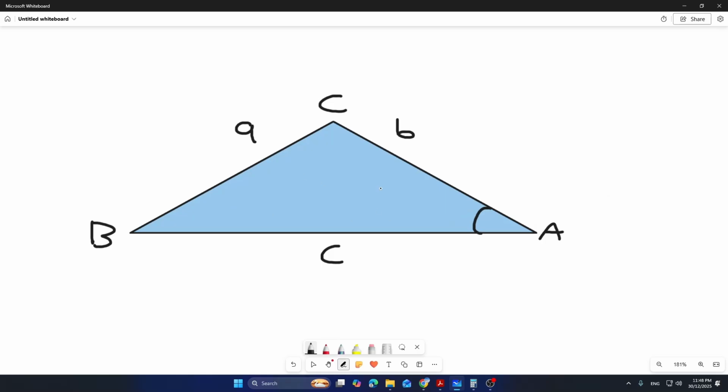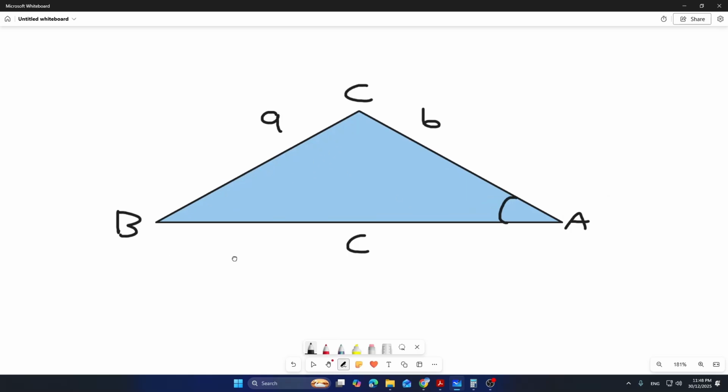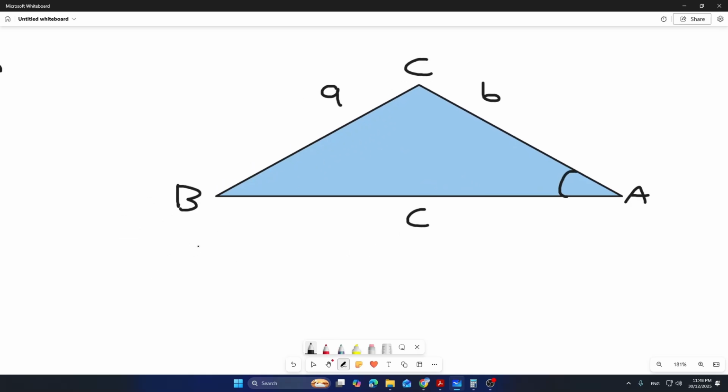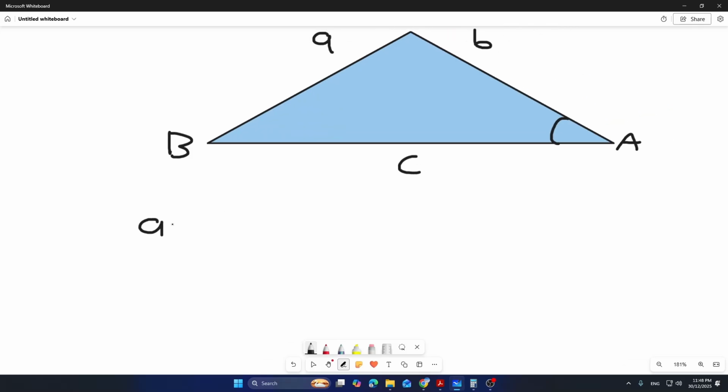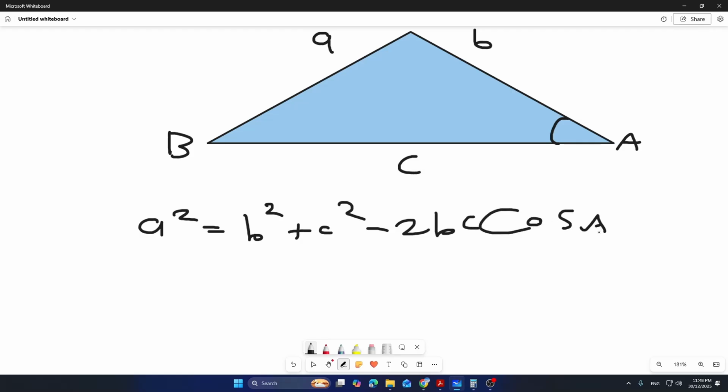Here, it's different. Here, we cannot use sine equals opposite over hypotenuse. Here, we have to use something called the cosine rule. The cosine rule is a squared equals b squared plus c squared minus 2bc cos A.